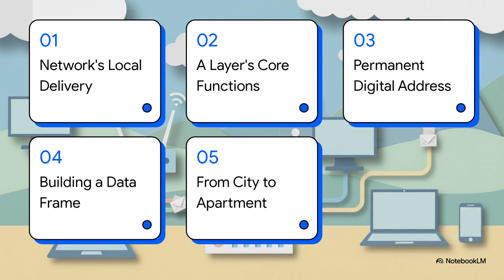All right, here's our game plan. We're going to start with the big picture of this whole local delivery idea. Then we'll dig into the specific jobs this layer has. After that, we'll get to know its unique addressing system. It's super important. We'll see how it packages up data for travel, and finally, we'll wrap it all up with a really simple analogy that'll make everything click into place.